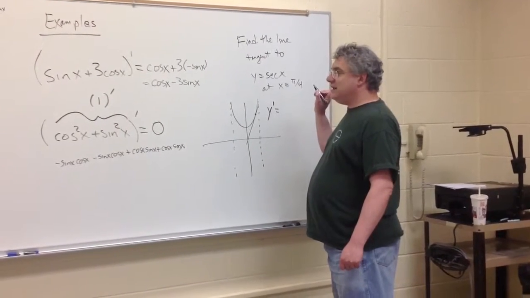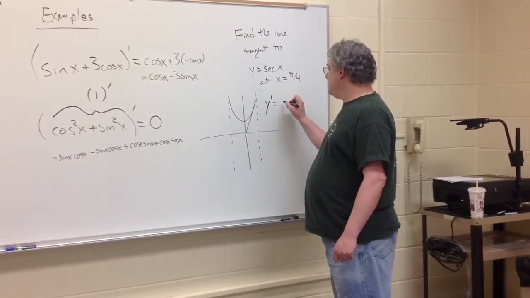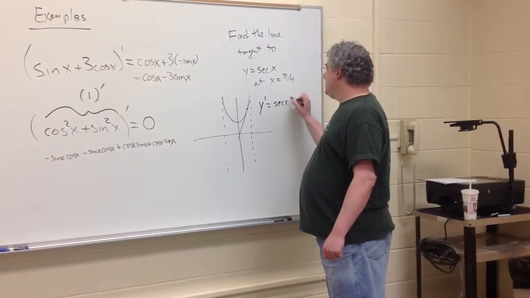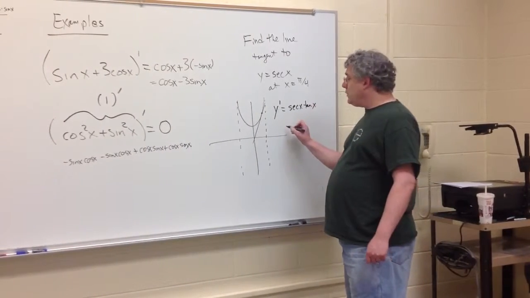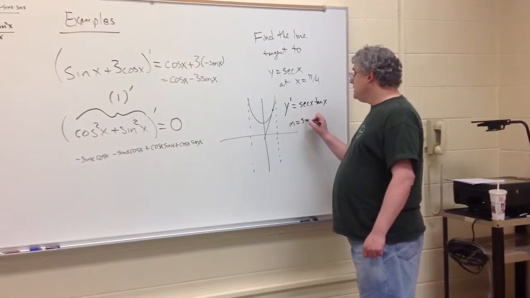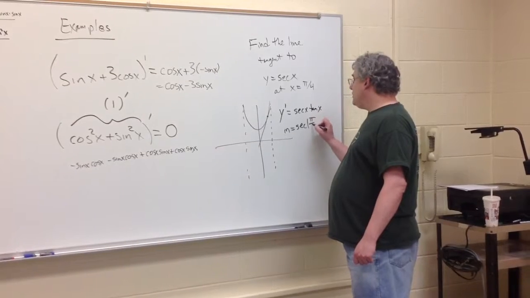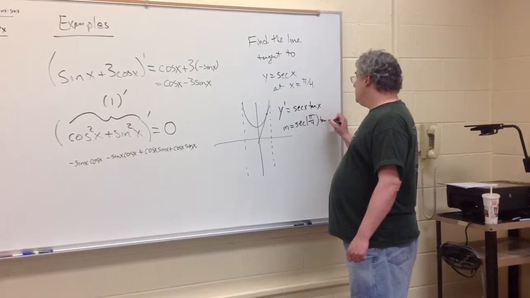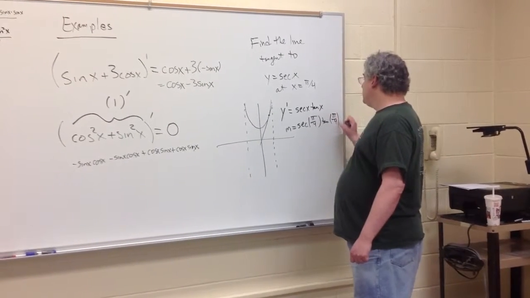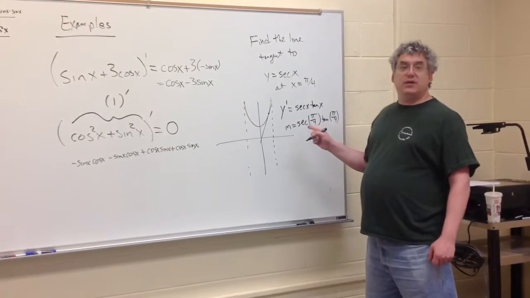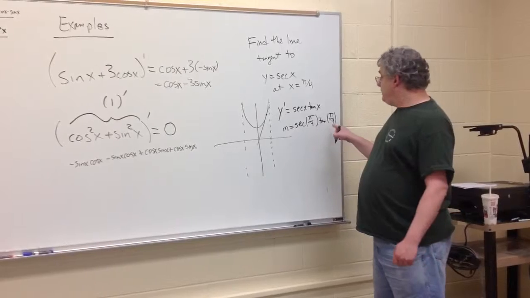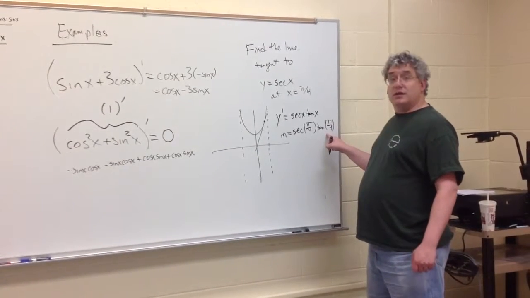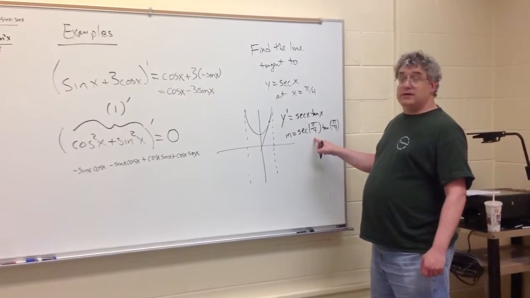The derivative of the secant is, what? The secant times the tangent. So it's the secant of x times the tangent of x. And then we plug in pi over 4 to find our particular slope. Secant of pi over 4, tangent of pi over 4. Well, now you have to plug these values in. Hopefully you have a calculator or a good memory, but tangent of pi over 4 is 1. Secant of pi over 4 is the square root of 2.